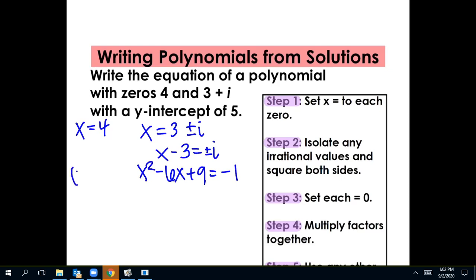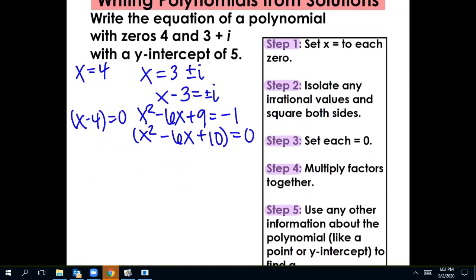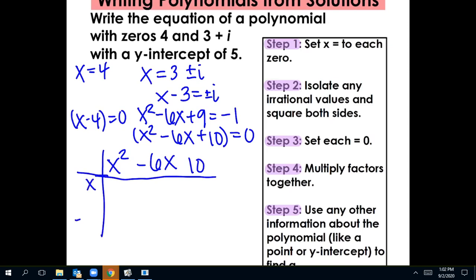So that's going to be x minus 4 equals 0, and x squared minus 6x plus 10 equals 0. Now we'll multiply them together to find our polynomial. I like to use the box for anything higher than binomial. So I have x minus 4. That gets us x to the third minus 6x squared plus 10x minus 4x squared, 24x, and then -40.